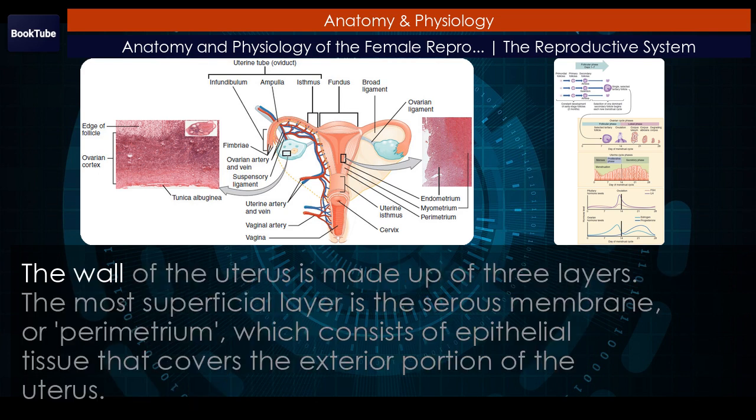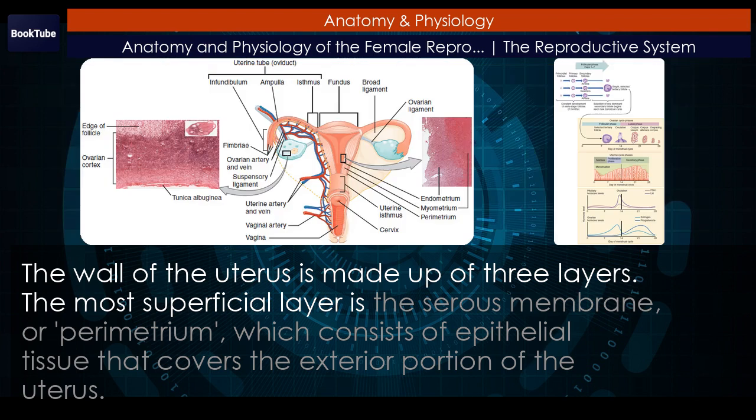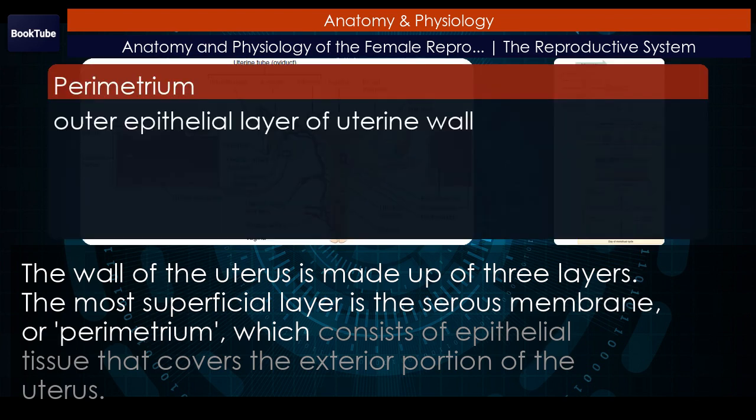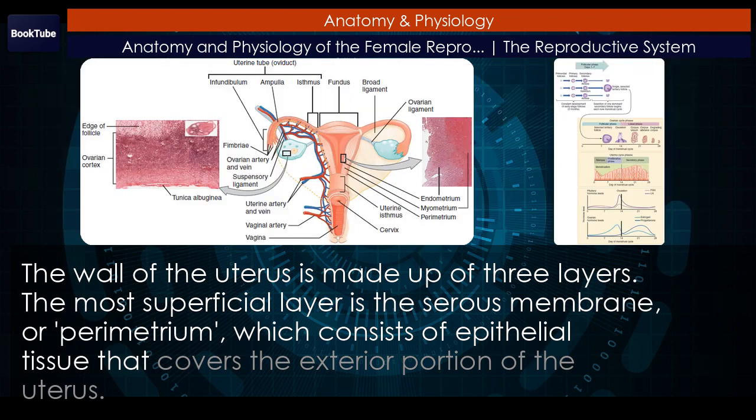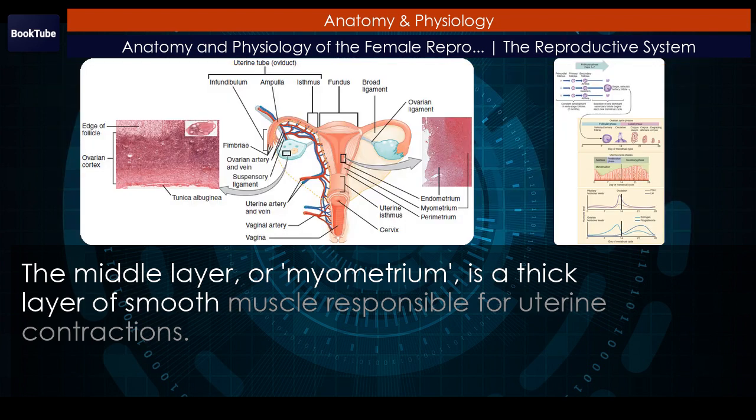The wall of the uterus is made up of 3 layers. The most superficial layer is the serous membrane, or perimetrium, which consists of epithelial tissue that covers the exterior portion of the uterus. The middle layer, or myometrium, is a thick layer of smooth muscle responsible for uterine contractions.